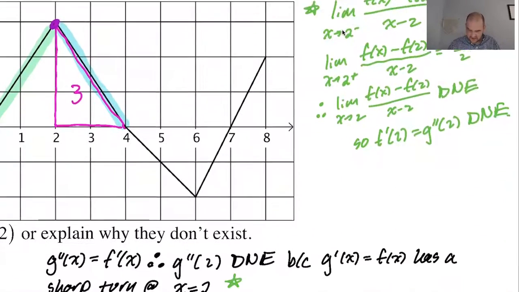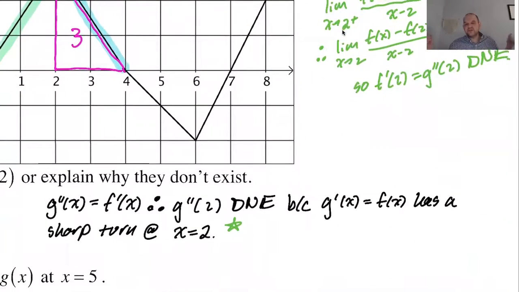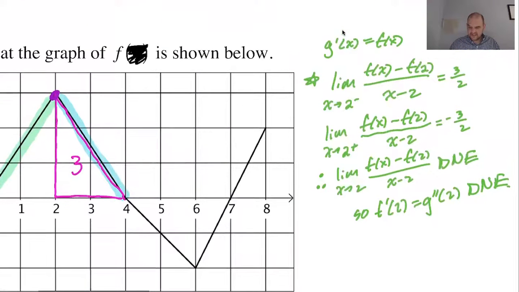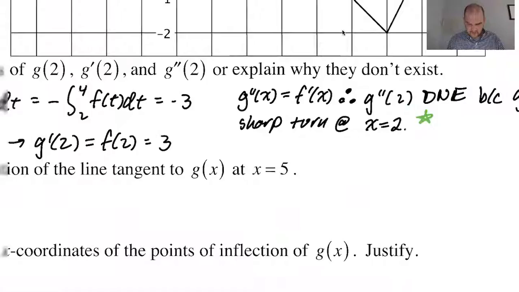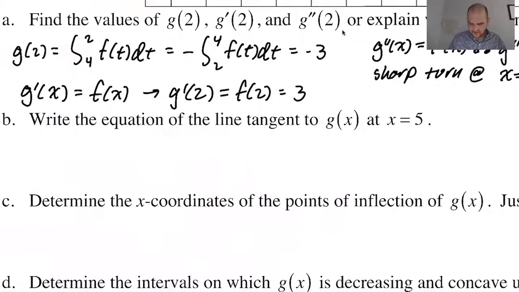My initial response, g double prime of 2 doesn't exist because g prime, which is f of x, has a sharp turn. That's a great reason. That's the reason. It's not very mathematical, though. The mathematical reason is this. The limit of the derivative from the left doesn't equal the limit of the derivative from the right, which means the derivative doesn't exist because derivatives are limits. So that's a better answer, but it's a lot of work, and I don't blame you for not wanting to do it.